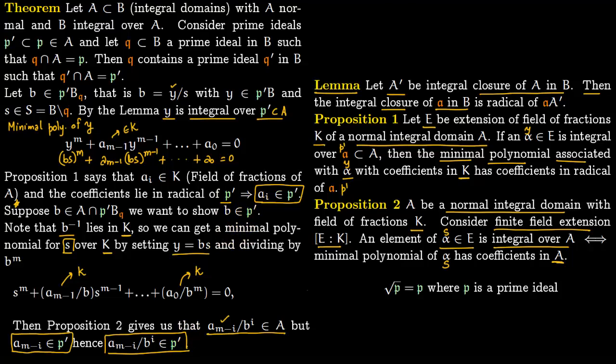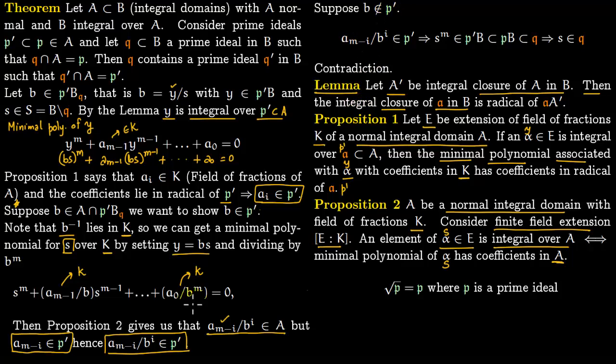So you start with saying b does not lie in P prime. So this we are going to copy right here. So this implies s^m lies within P prime of B, because now we can rewrite this equation like this: s^m is equal to minus a_{m-1} by b times s^{m-1}, all the way to minus a_0 by b^m. So all these things are in P prime because the coefficients are in P prime. So s^m lies in P prime, in P prime of B in particular.